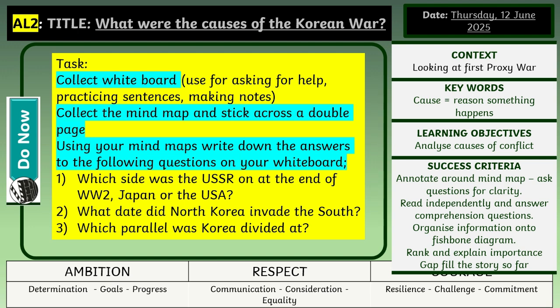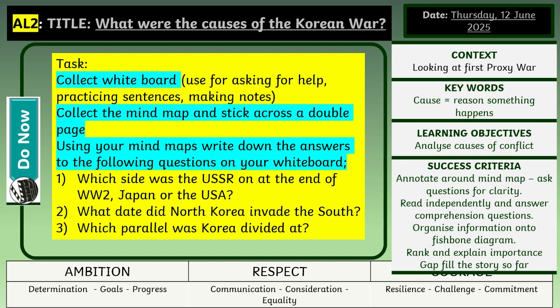You've got to organise some information onto a fishbone diagram that's going to include cutting and sticking. If you're not sure how to do that, go to the answer video to help. You're going to rank and explain the importance of the causes. That's going to be your opinion. And then we've got a small gap fill to summarise the story so far. So get your date and title down, underlining, making it look pretty, and answering the 3 questions.